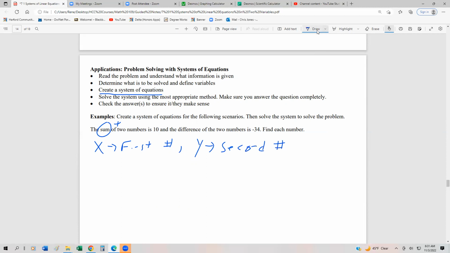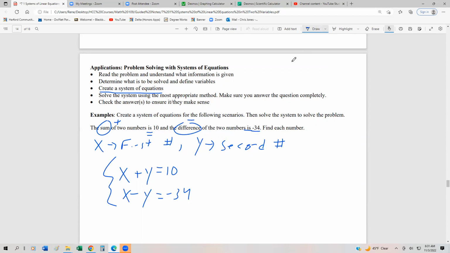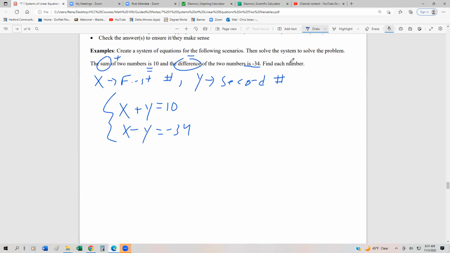Sum means plus, difference means minus. And so the sum of the two numbers, x plus y, equals 10. The difference, x minus y, is negative 34. There we go, that's our system. This is one of the easiest systems we could possibly get because notice that the y's are opposite, so we can add these together. We're going to use our elimination method.